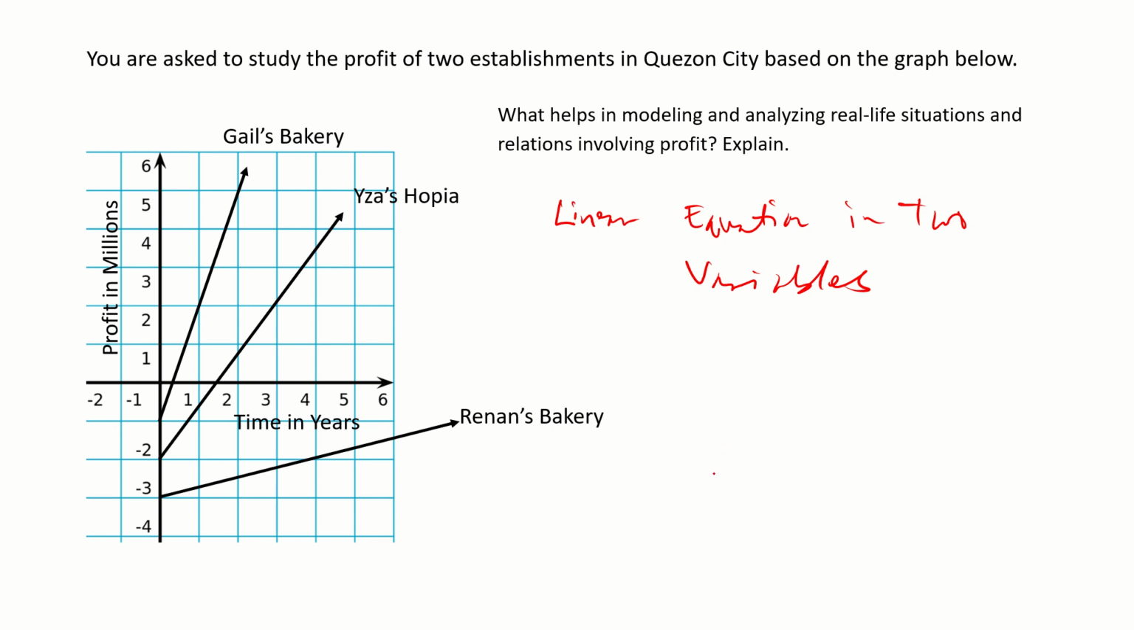Through the linear equation in two variables, we are able to see the trend easier compared to if we just jot down all the information provided. So if you are able to graph it, we'll be able to project what might happen in X years, how much the profit will be, and which establishment is earning the most and earning the least.